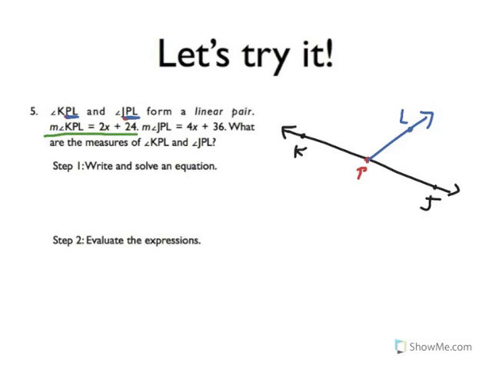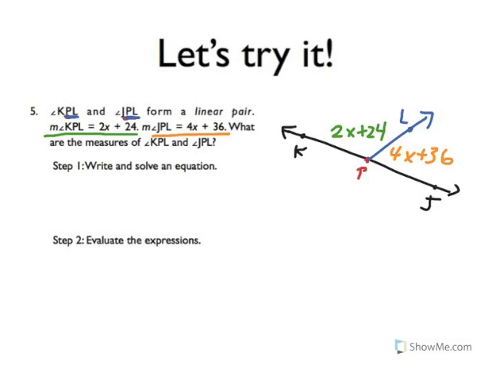The measure of angle KPL is 2x plus 24 degrees. And the measure of angle JPL is 4x plus 36 degrees. So now we can see what's happening. To help us break down this problem, I have two steps here. First, let's write and solve an equation.